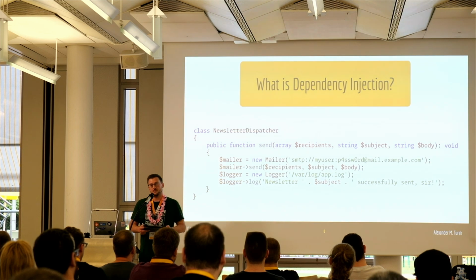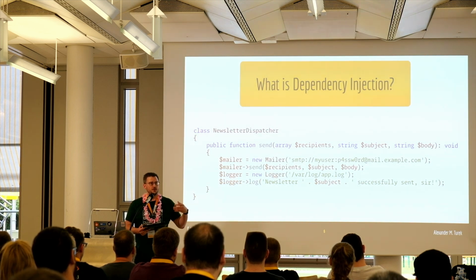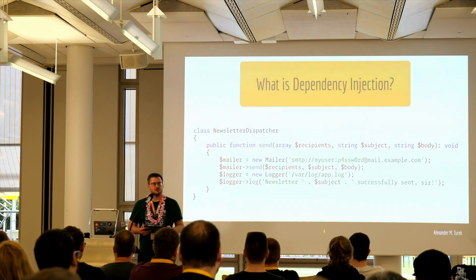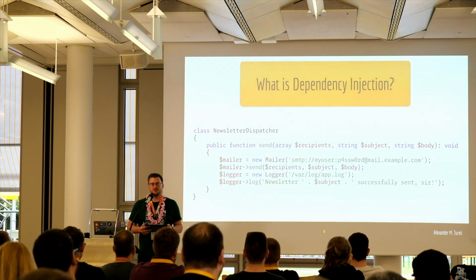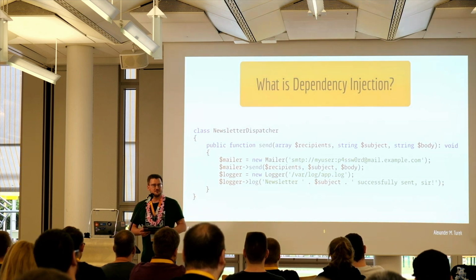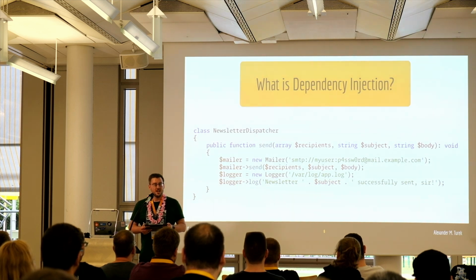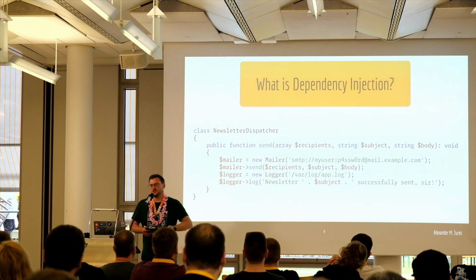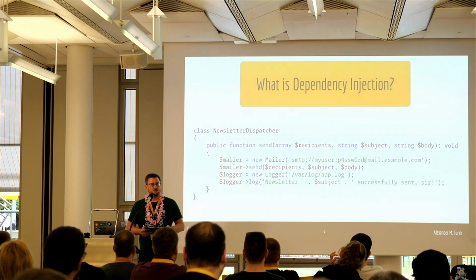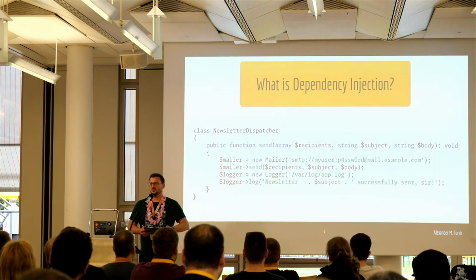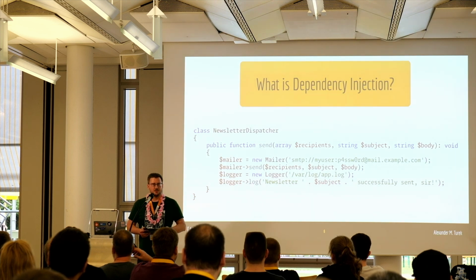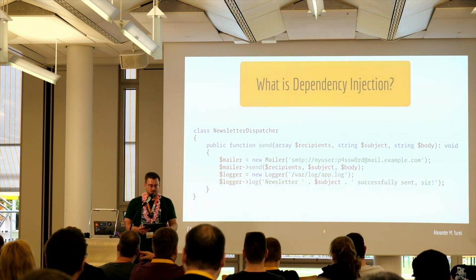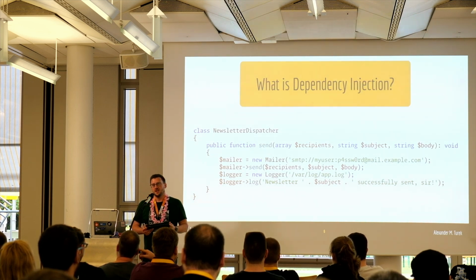Well, the problem is I need to know the exact configuration of my mailer. That's kind of a bummer because maybe this changes in the production environment. Maybe in my development environment, I don't want to actually send emails through a production mail server. I need to know where the log file is placed. This is also a bummer because maybe at some point I don't want to log into files anymore. I want to log somewhere else. And even if I log to files, maybe I want to put those logs somewhere else. So I have to change a lot of code to adjust this.